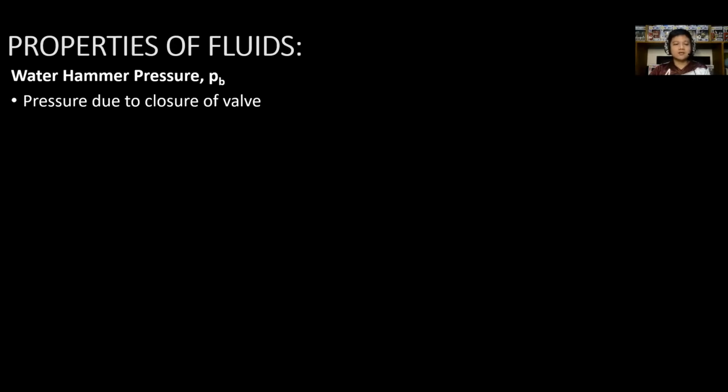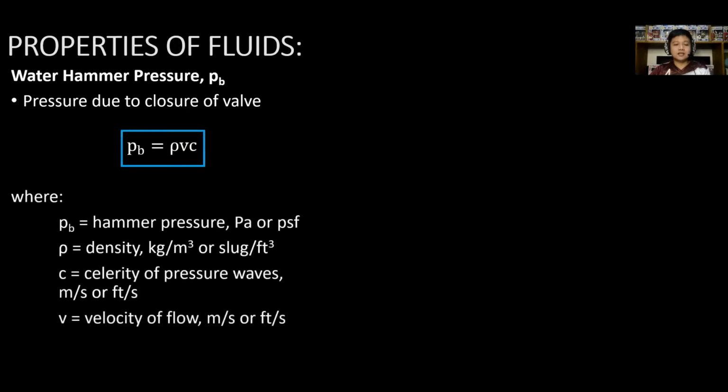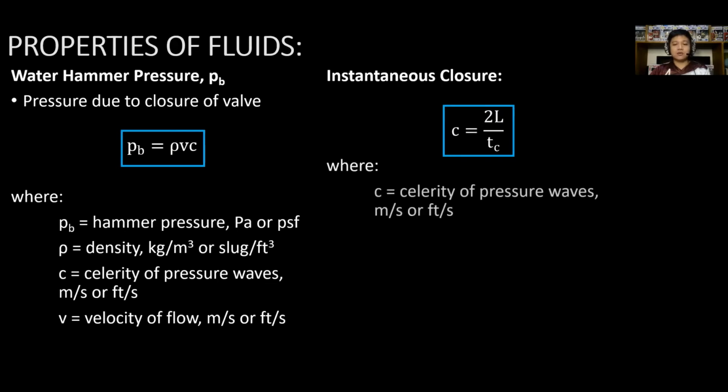For us to define this water hammer pressure, P sub B is equal to rho times V times C. Again, rho is the density, V is the velocity of the flow, and C is the celerity of pressure waves. For the instantaneous closure, C is equal to 2 times L all over T sub C, wherein L is the distance traveled and T sub C is the time of closure.